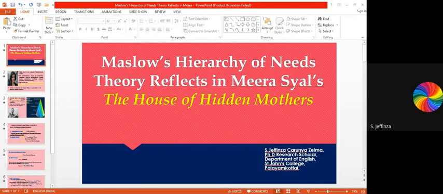That there is no safety for girls in India and even abroad is authentically expressed in Sial's The House of Hidden Mothers. And in property rights, we are going to see about Shyama's parents, Brahm and Sita, who live in London. They are an ideal couple because they have been living together for 50 years.